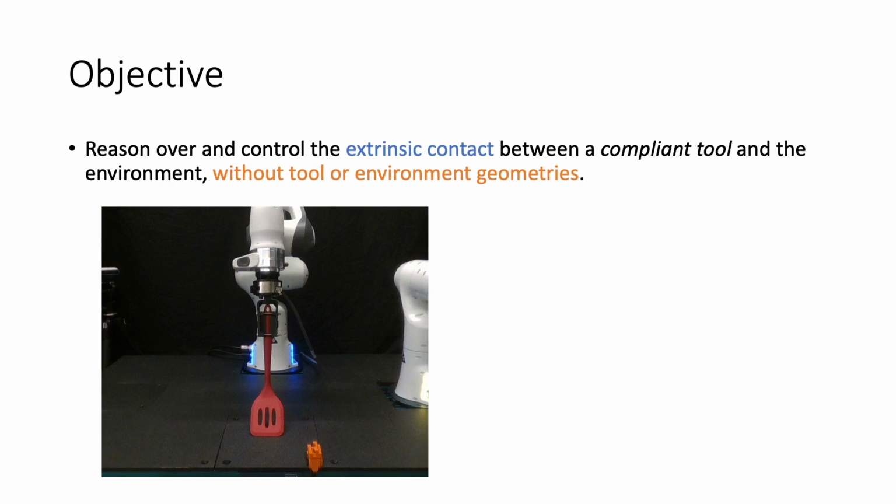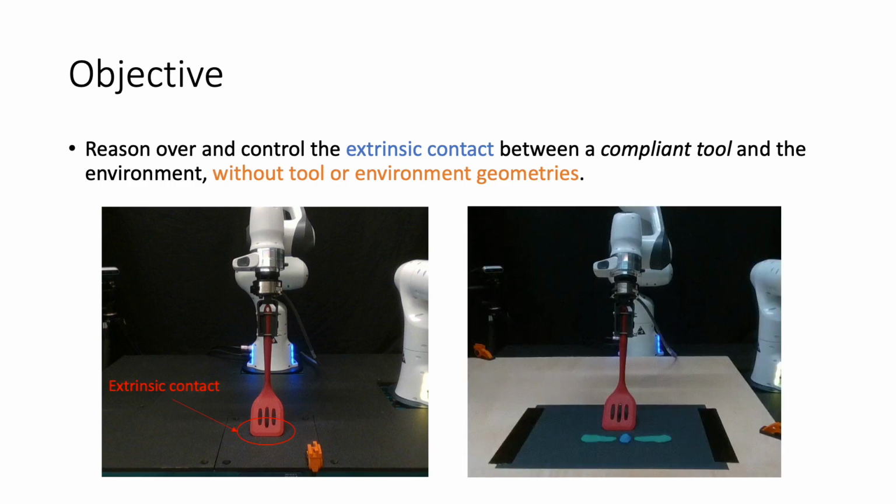Our objective in this work is to reason over and control the extrinsic contact between a compliant tool and the environment, without requiring access to tool or environment geometries, relying only on sensor feedback. The goal is ultimately to enable contact-rich tasks, such as scraping objects from a surface while avoiding obstacles, as shown on the right.